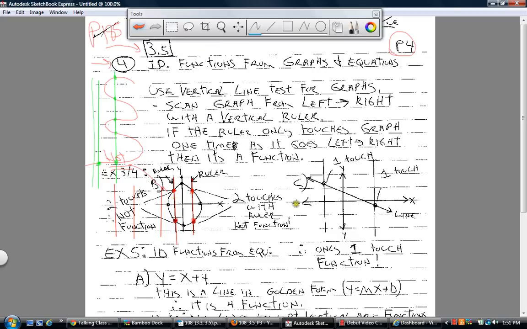Now, here we go. We've got a line, and we said it is a function, but if I do some scanning, let's just go right here and pick a point. How many times did it touch? Right there. Do another one. No matter how many times you scan from left to right, you're only ever going to touch the line in one spot.